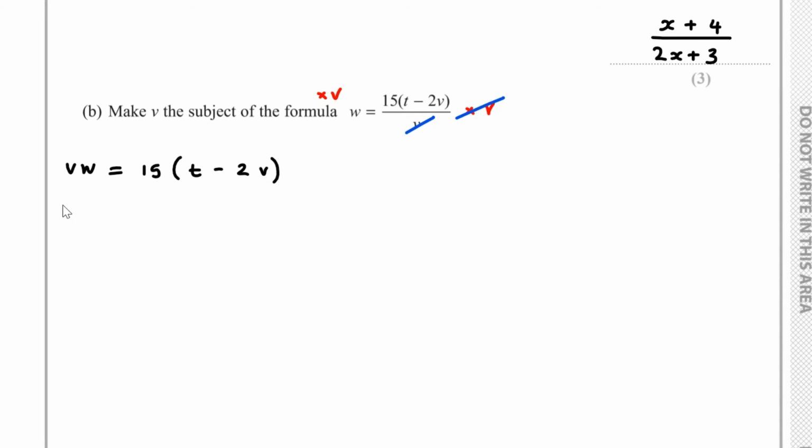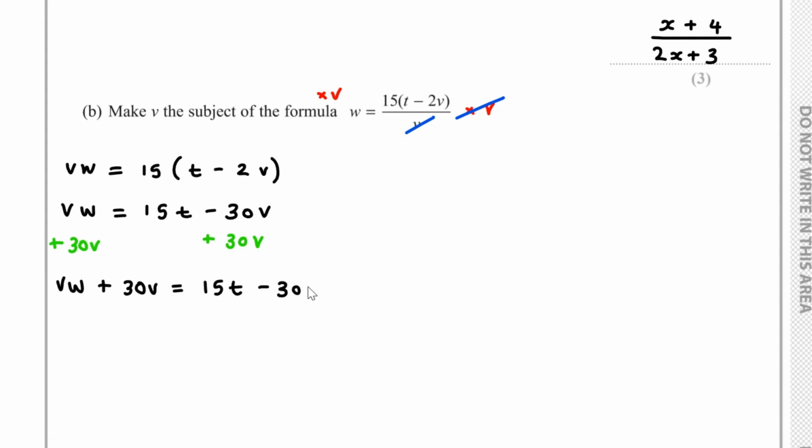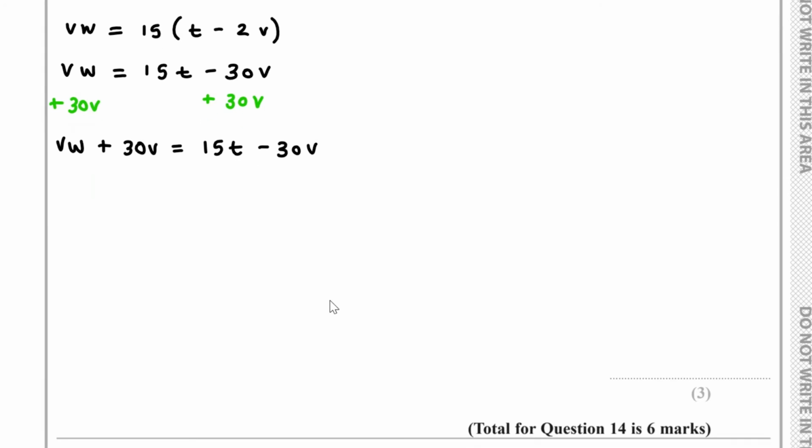If we expand the brackets on the right hand side, we have vw on the left hand side and 15t minus 30v on the right hand side. Now if we take everything involving a v over to one side, of course here we need to add 30v to both sides. So we get vw plus 30v equals 15t. So if we factorize on the left hand side, we have v lots of w plus 30, and over here on the right hand side 15t.